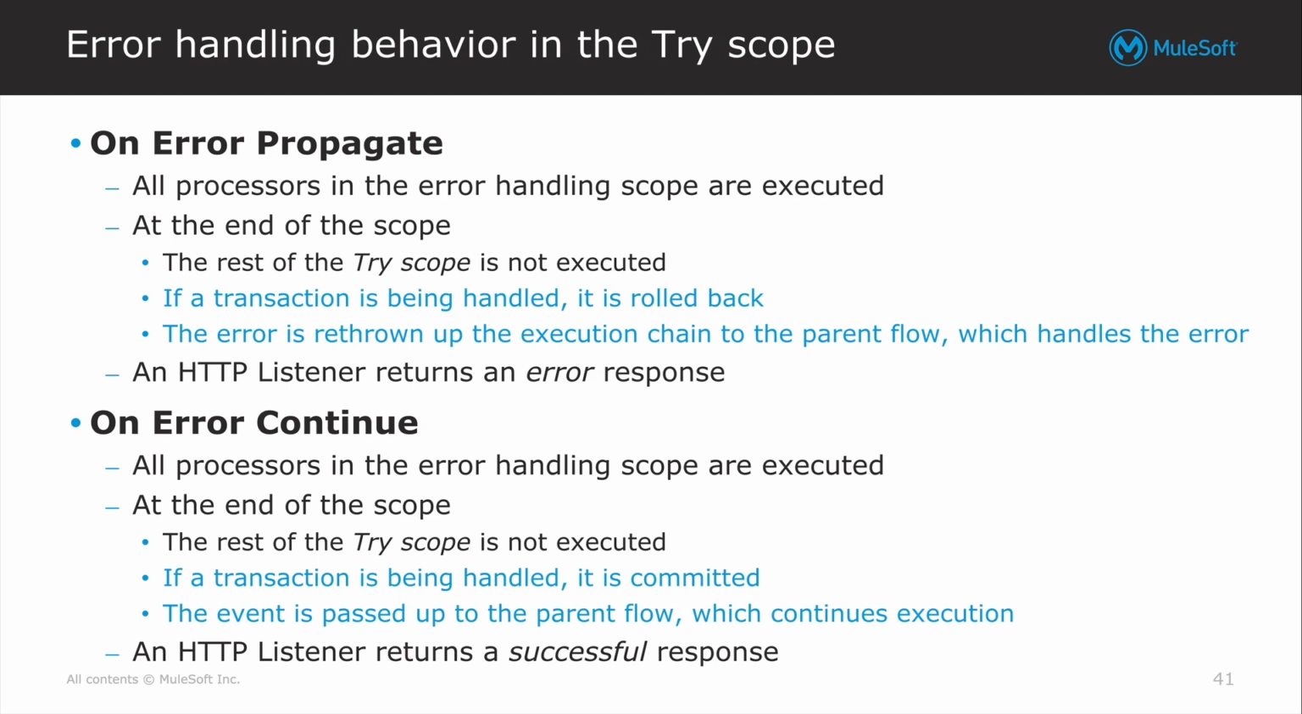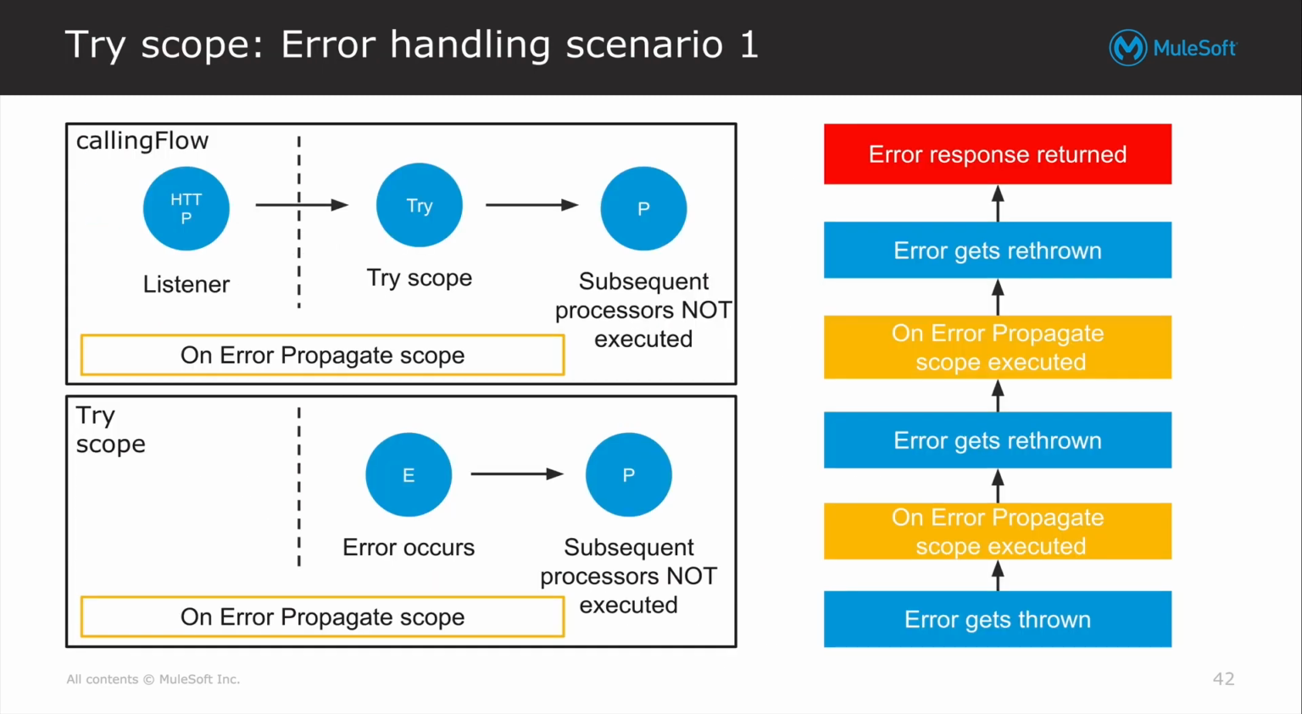If the error scope is on error propagate, the error is rethrown in the parent flow, and if a transaction is being handled, it gets rolled back. If the error scope is on error continue, the error is resolved. The event is passed back to the parent flow to continue processing, and if a transaction is being handled, it gets committed. In the next few screens, you will examine a few processor-level error handling scenarios.